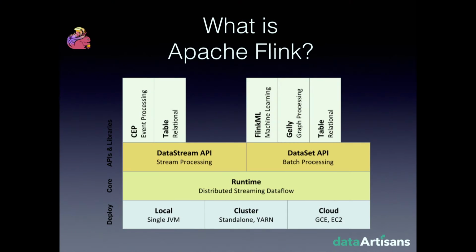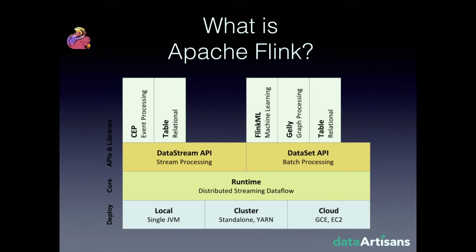This is kind of what it looks like at a high level. I need to update this a little bit, but you'll see you can deploy it a few different ways. Standalone cluster, on Yarn, Mesos is coming. It's actually in the Flink master code now. So in Flink 1.2, which is in a couple months, there'll be full Mesos support.